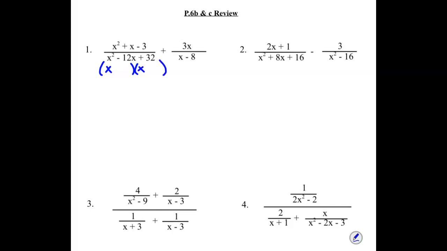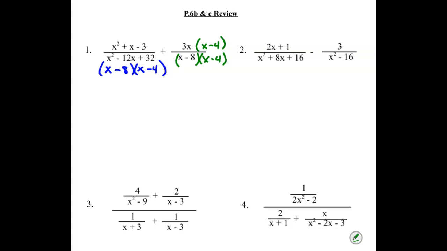We need to factor x squared minus 12x plus 32. We need two numbers that multiply to be 32 and add up to negative 12. So I'm going to use negative 8 and negative 4. Then when I try to get a common denominator, I need to look at my second fraction, and I notice that it is missing the x minus 4 factor that the first fraction has. So I'm going to need to multiply both numerator and denominator by x minus 4.